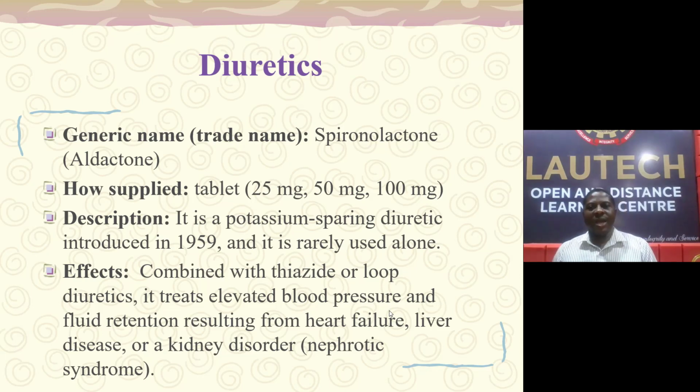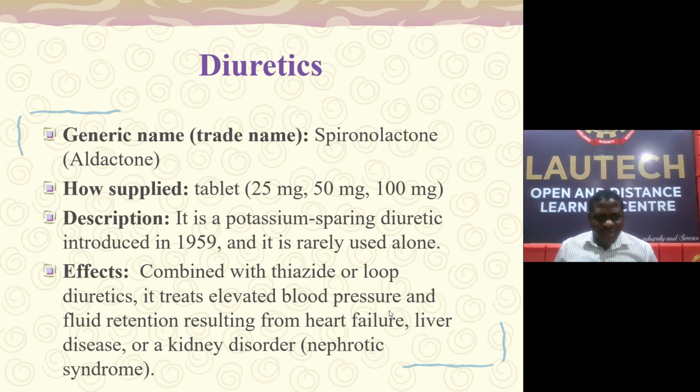So then, still on the potassium sparing drugs, we have spironolactone. The name is Aldactone. It's one of the commonest potassium sparing drugs, supplied in tablet form of 25 milligram, 50 milligram, 100 milligram. It is a potassium sparing diuretic introduced in 1959, and it is rarely used alone. You don't use it all alone. You combine it with other drugs, especially with thiazide.